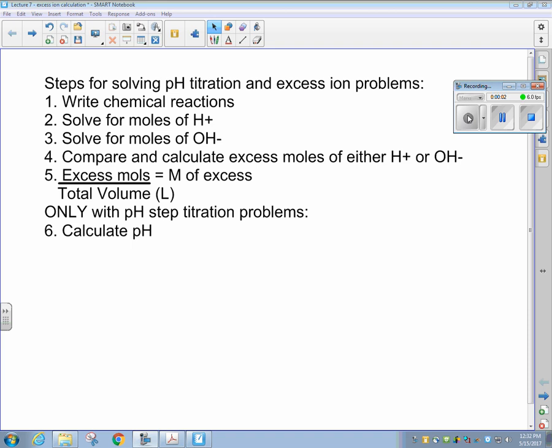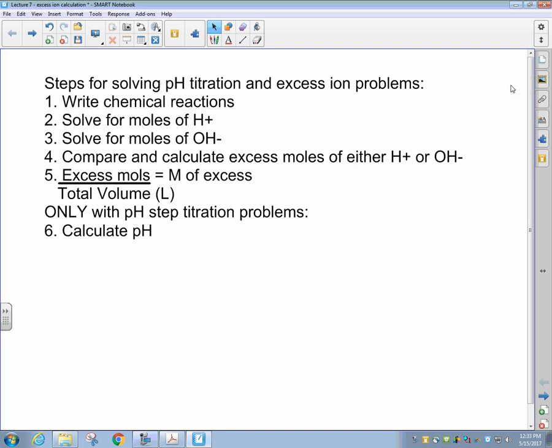Today's lecture will be on the excess ion calculation. This is building upon the idea in the previous lecture of the titration problem. Titration problems are often done so that you can determine an equivalence point or an endpoint of a titration. We use a burette and deliver a very small amount of acid or base so that we can achieve that equivalence point. Now, as chemists, we are doing something a little bit differently.